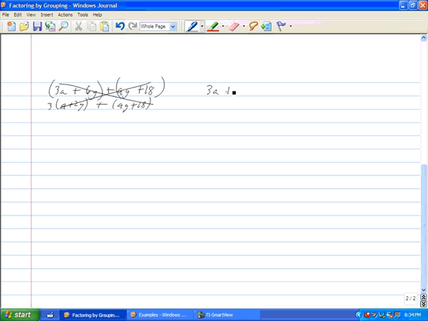Start back with the original problem. And let's see, the first two had something in common, but the last two didn't, so we need to rearrange. It would appear that the first and the last have something in common, so we'll put those together. And the middle two also have something in common, which would be the y in this case, so we'll put them together. Out of the first two, 3 comes out. Out of the second two, we're going to have a y coming out.